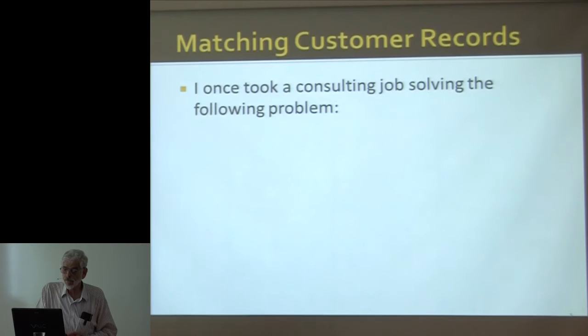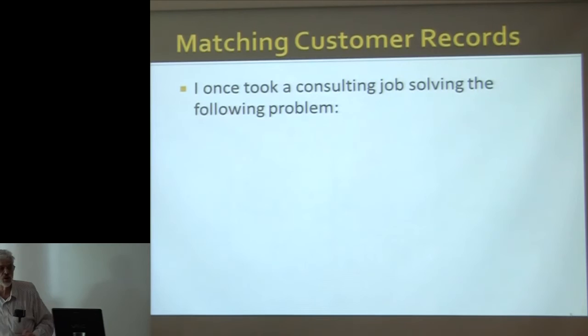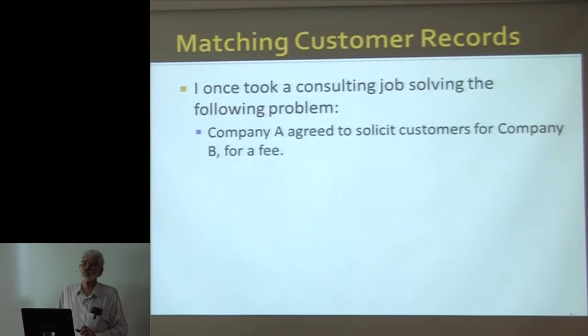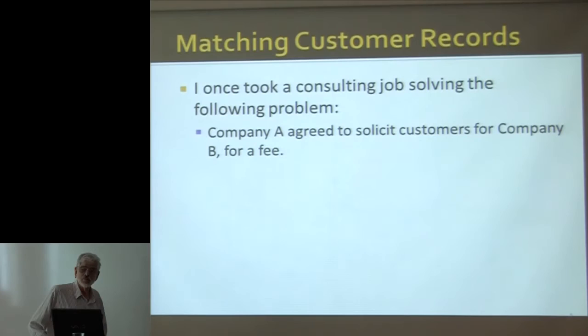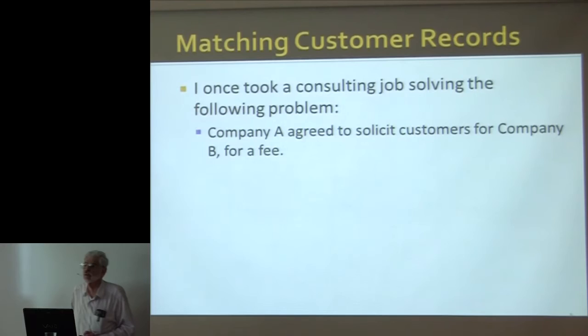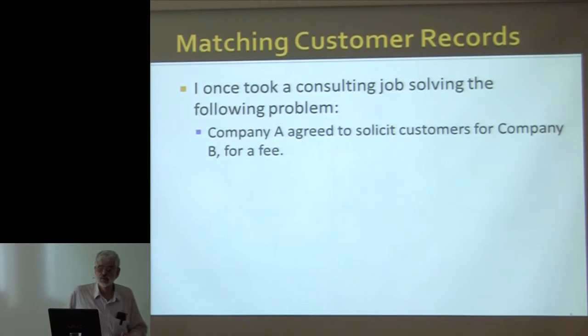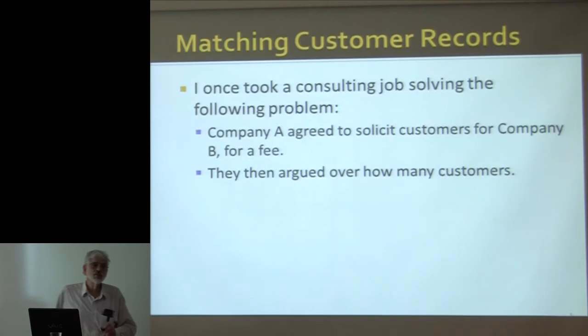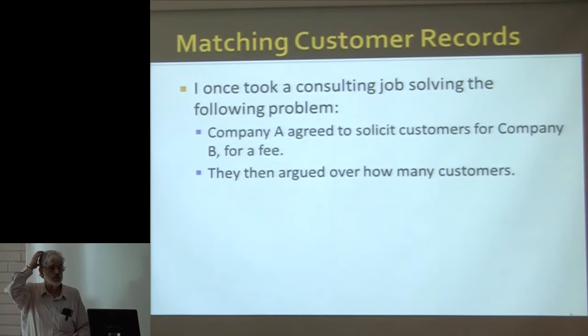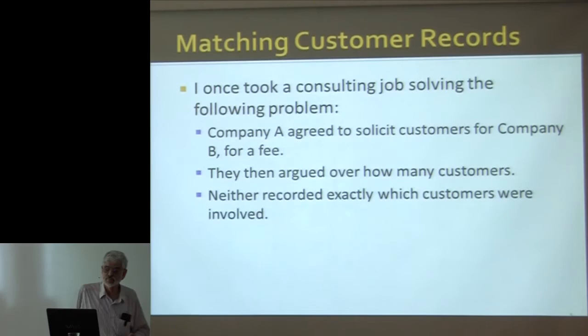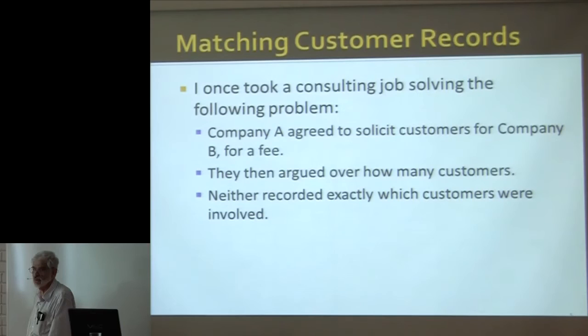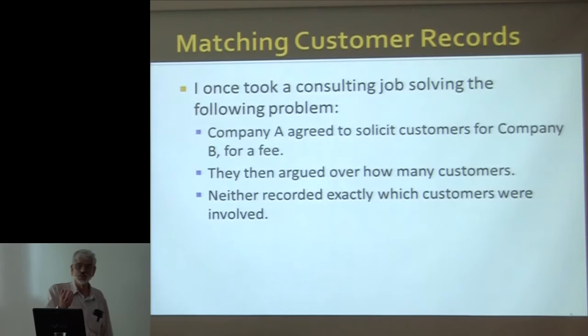Okay, so this is actually based on a real story. Some lawyers consulted me. There was a lawsuit between two companies. Still not allowed to tell you what the companies are. Just call them A and B. A agreed to obtain customers for B, and B was supposed to pay A a fee for each customer that A signed up for B. They then had a falling out, and they started arguing over how many customers B had that had originally come from A. Of course, they never bothered to make a record of that. That is, A didn't have a field in their records that said, this was a customer that we handed off to company B, and B never had a field that said, we got this customer from company A.